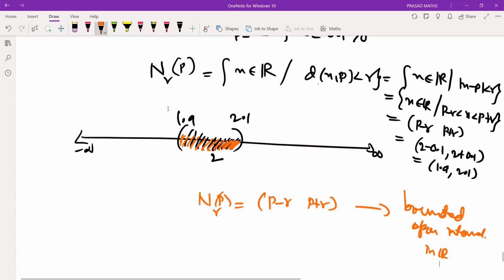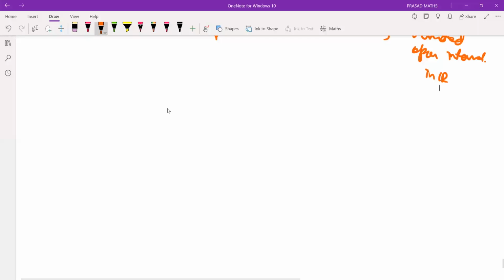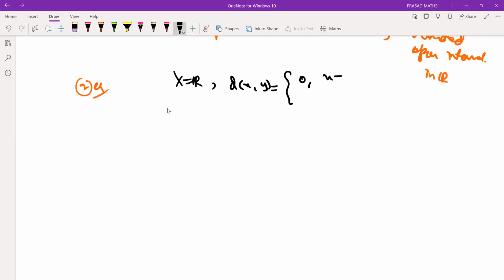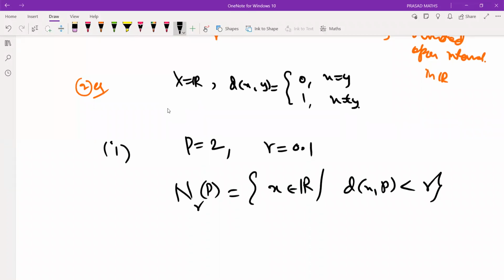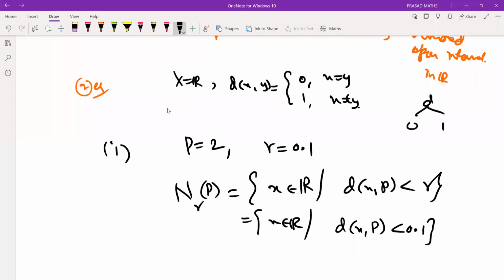So suppose I take X equals R. Suppose my metric is discrete. Suppose my point is the same, 2, and my r is 0.1. What is the neighborhood of point P with radius r? The definition is the set of all points in the real line such that the distance from x to P is less than r. What is r here? r is 0.1. So the distance is either 0 or 1 by the definition of the discrete metric.